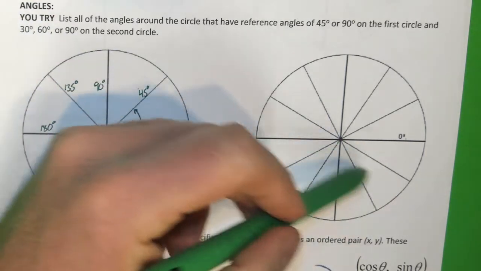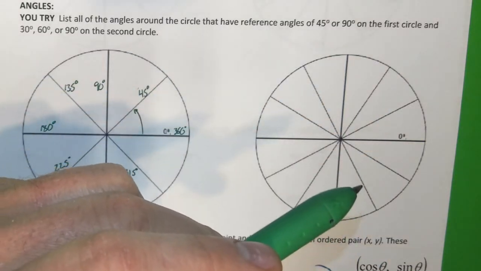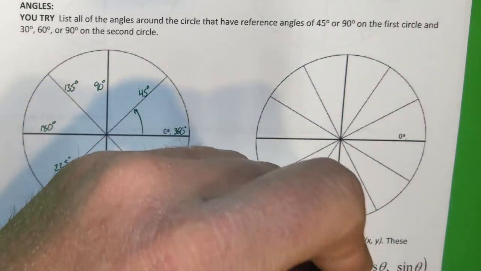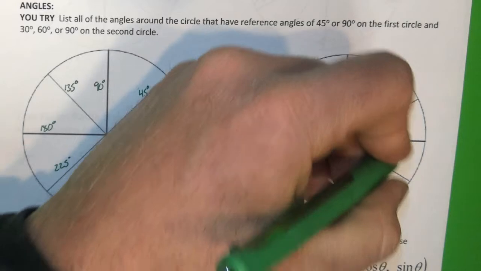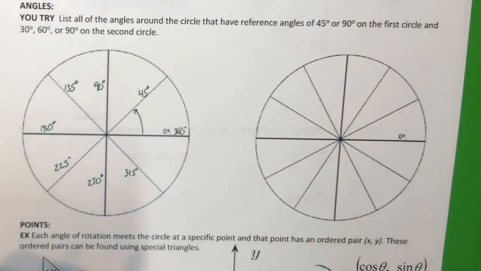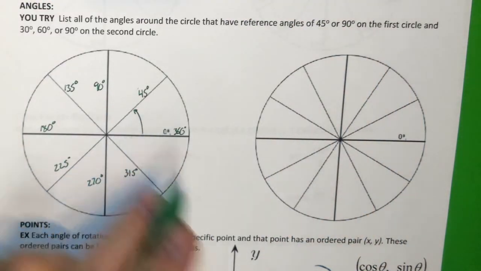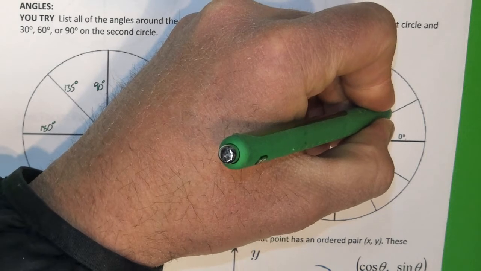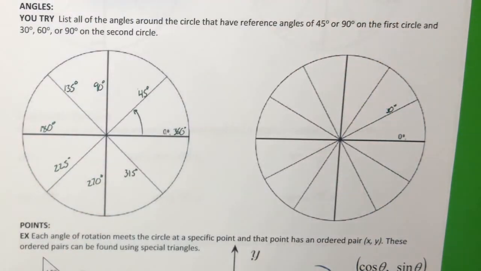Similar to that, but slightly different, over here I want to get some information about the 30, 60, 90 triangle. So let's see if we can do that. The first one right here, this very small rotation, you'll notice it's less than the rotation we used for the 45, is going to be 30 degrees. So this is our 30-degree rotation right here.